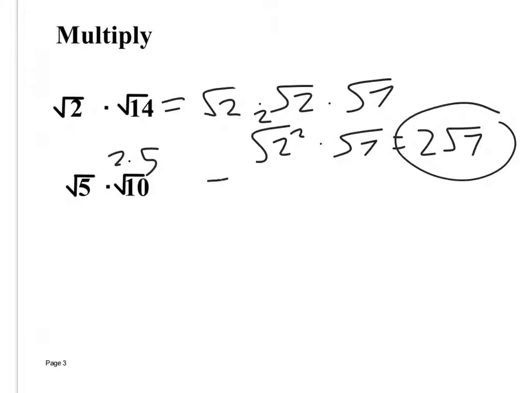So I could do the square root of 25 and the square root of 2. Isn't that the same thing as the square root of 50? Which is the same thing as this. What's the square root of 25? So your answer would be 5 square root of 2.